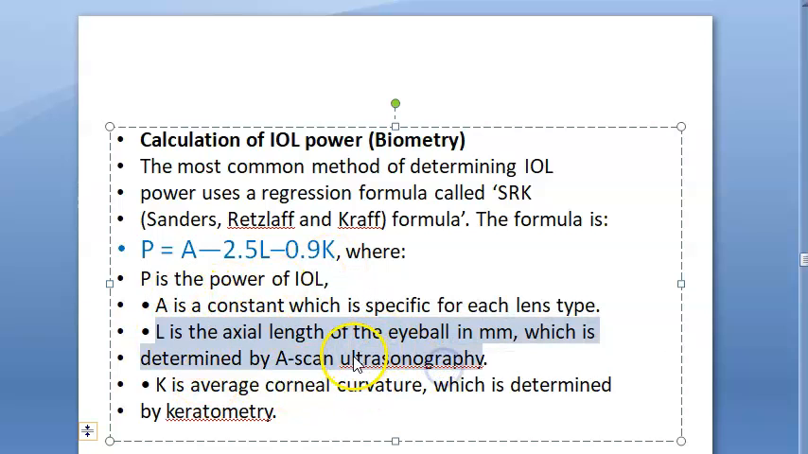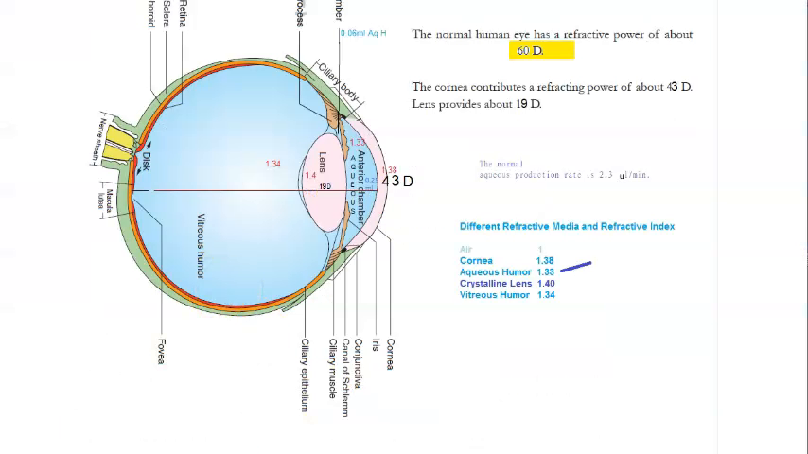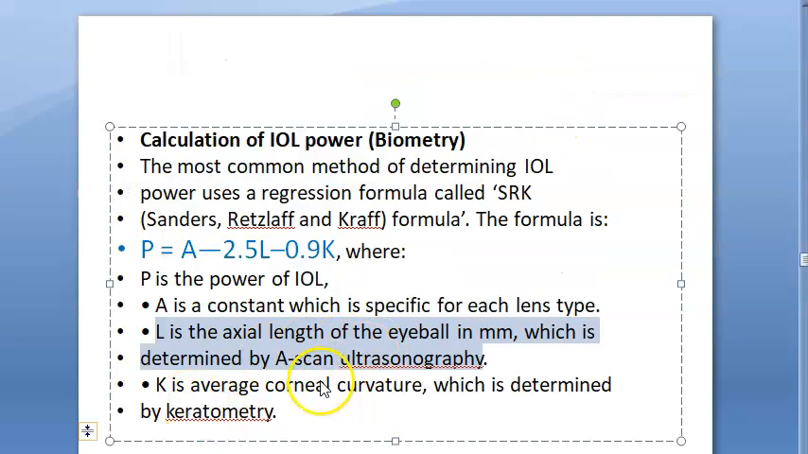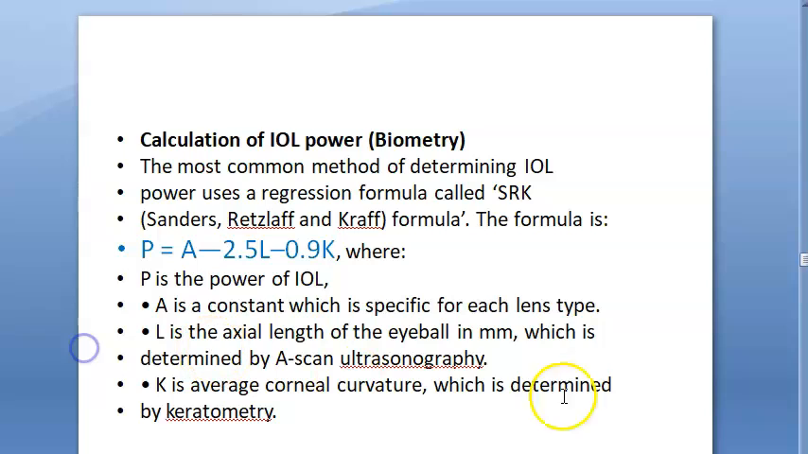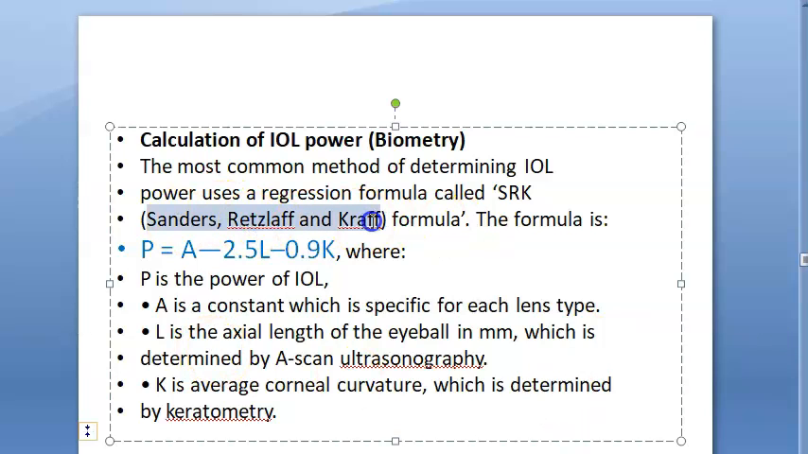How will you get the axial length of the eyeball? It is determined by A scan ultrasonography. So axial length will be something like this, the length of the eyeball. They will get it in A scan ultrasonography. K, how will they get? From keratometry, they will get the average corneal curvature. Very good. So remember Sanders Retzlaff Kraft formula.